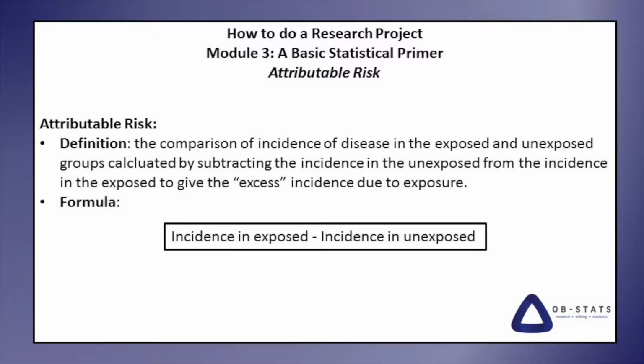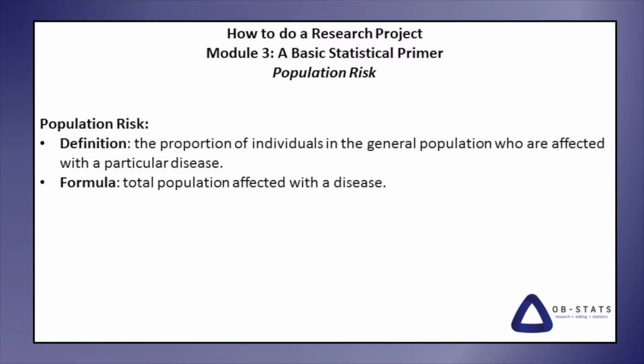Attributable risk is the comparison of incidence of disease in the exposed and unexposed groups, calculated by subtracting the incidence in the unexposed from the incidence in the exposed to give the excess incidence due to exposure. The formula for attributable risk is the incidence in the exposed population minus the incidence in the unexposed population. Population risk is the proportion of individuals in the general population who are affected with a particular disease. The formula for population risk is the total population affected with a disease.